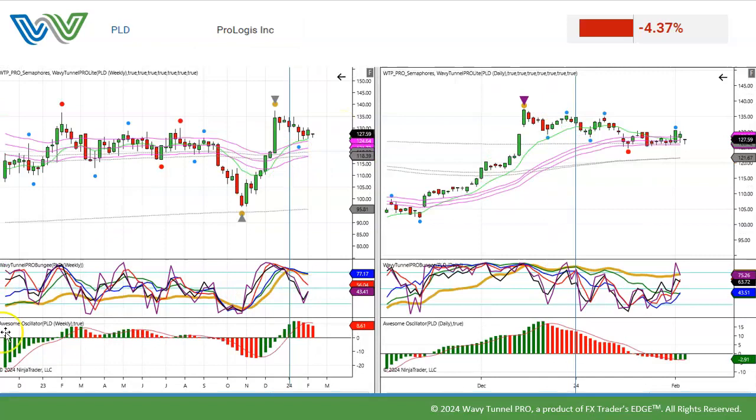Looking at the biggest holding, PLD, same sort of pattern. On the daily on the right, we're in corrective mode. So we would like the wave to be above the tunnel on the weekly chart.